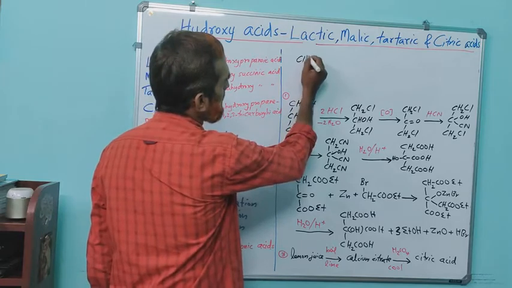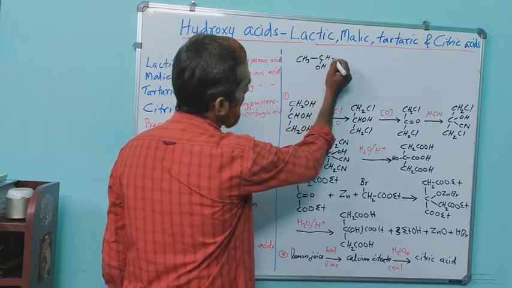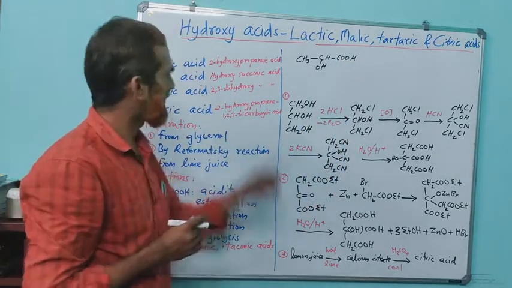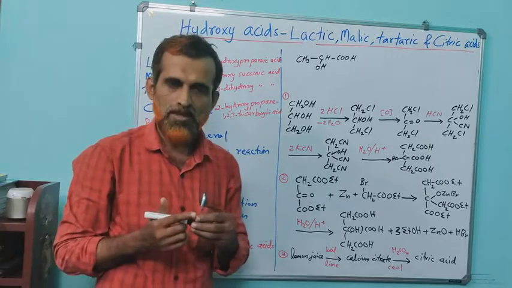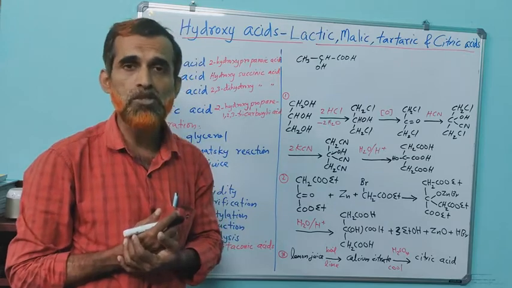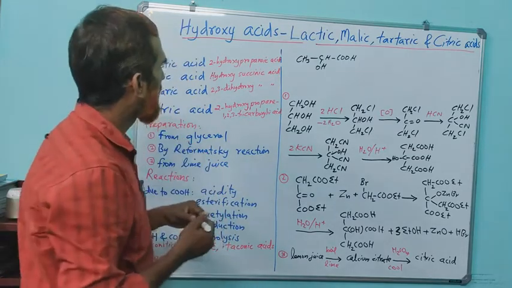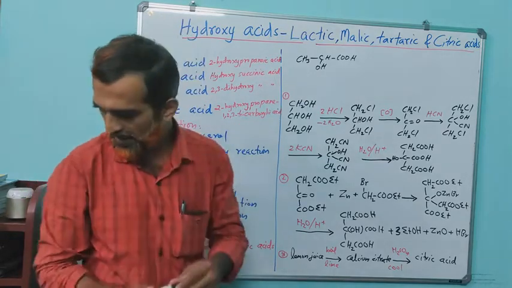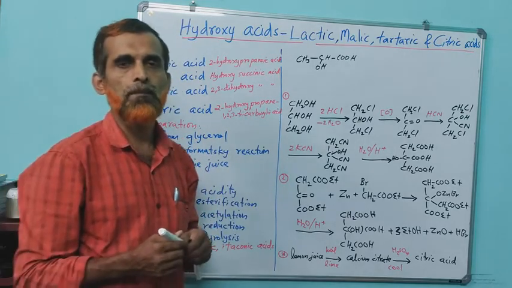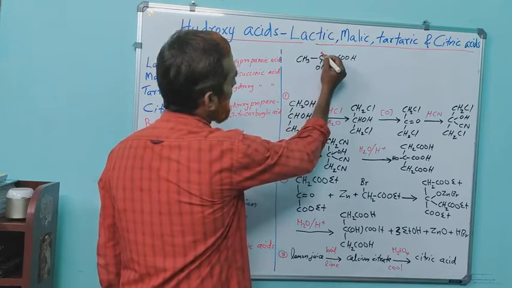So it is 2-hydroxy propanoic acid. This is lactic acid. The source is, lactic comes from lactose, so it's obtained by fermentation of milk sugar, that is lactose. It is a chiral molecule. You might have discussed these molecules sometimes in stereochemistry earlier. This is a chiral center.